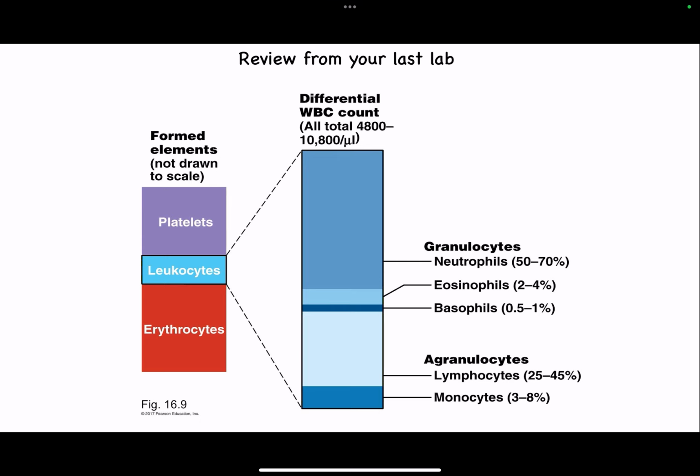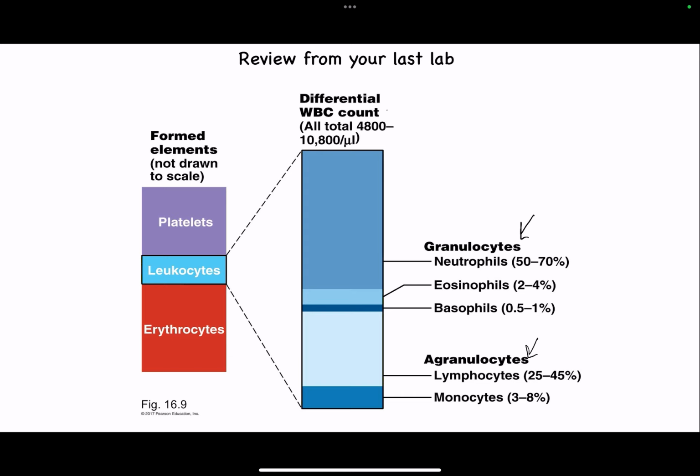So review from your last lab is that we have granulocytes, which are going to have granules in their cytoplasm. That includes neutrophils, eosinophils, basophils. And then our agranulocytes are going to be our lymphocytes and our monocytes. We'll talk about the abundance a little bit later.